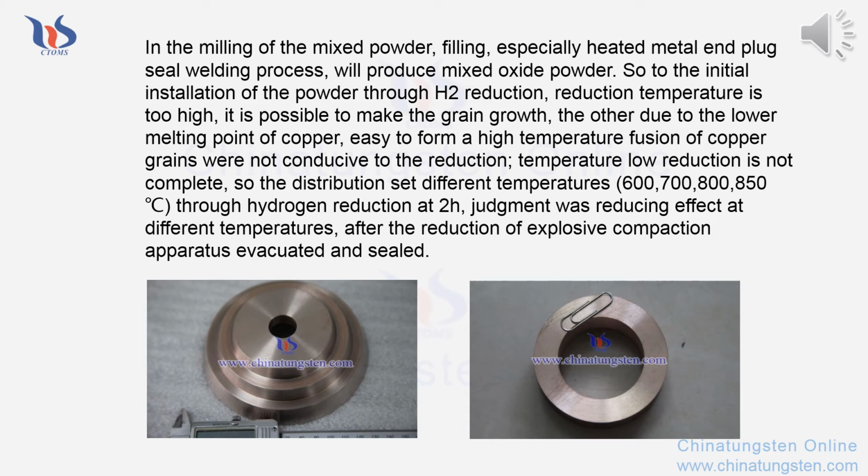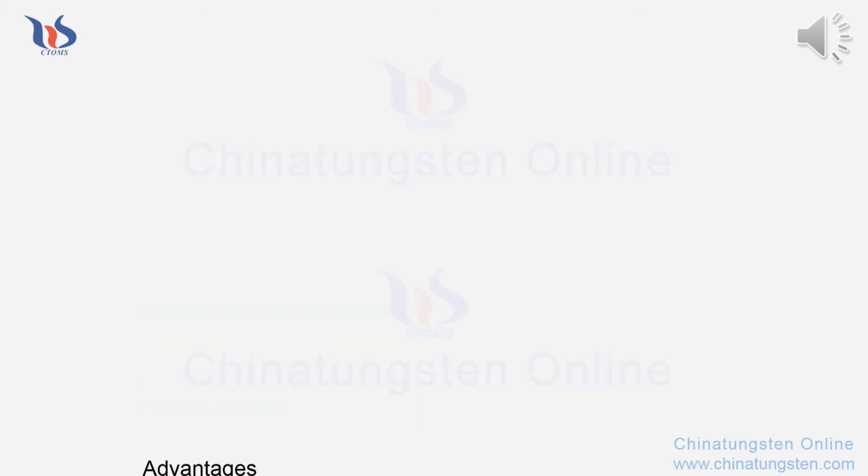If the temperature is too low, the reduction is not complete. So different temperatures were set, 600, 700, 800, and 850 degrees centigrade, through hydrogen reduction for 2 hours. The reducing effect at the different temperatures was judged. After the reduction, the explosive compaction apparatus was evacuated and sealed.